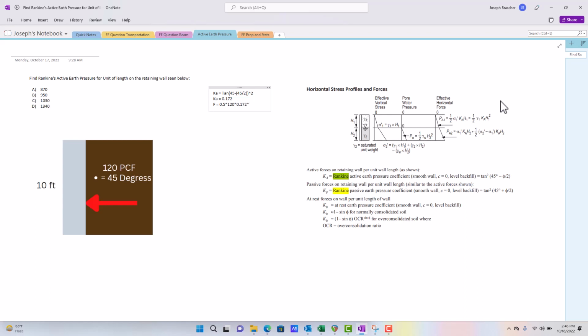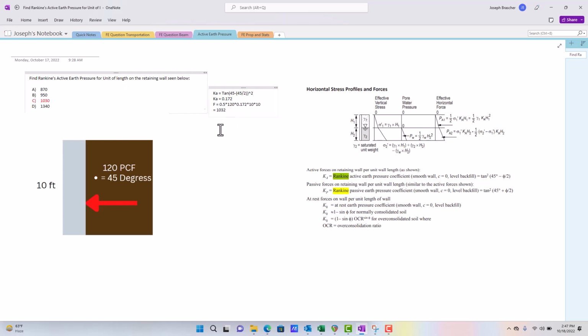Then we're going to multiply by the height squared. So that's just 10 squared, or 10 times 10. And when we finally solve for that, I'm going to put it in my calculator here, we get 1032. And so the letter I would select here is C. That's by far the closest answer. That makes a lot of sense.